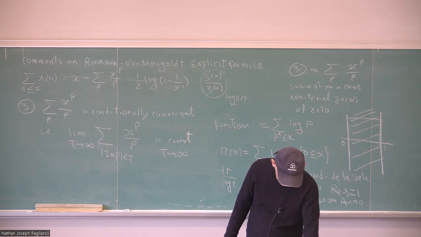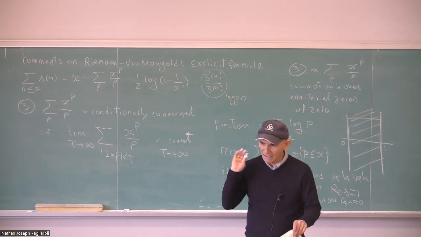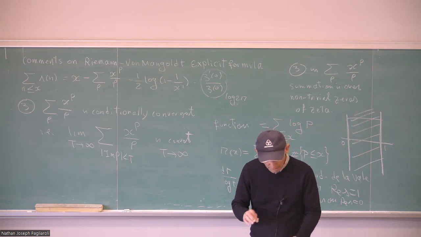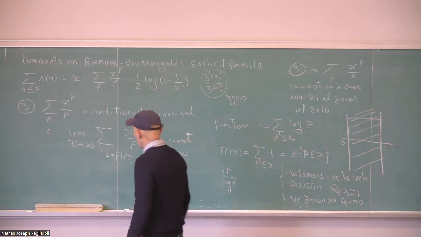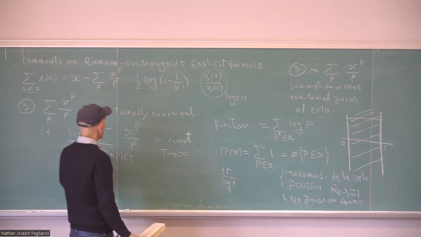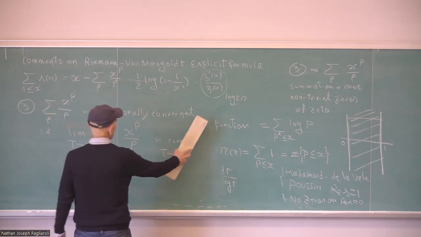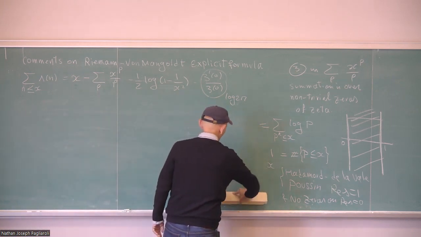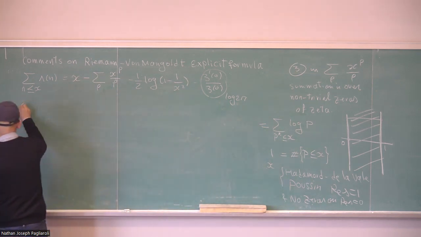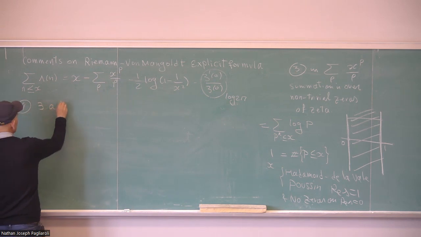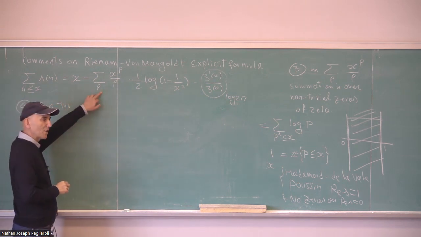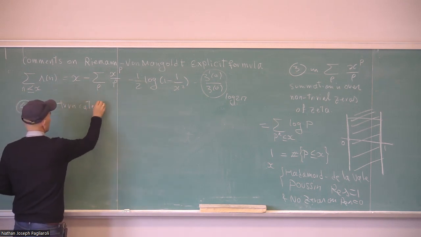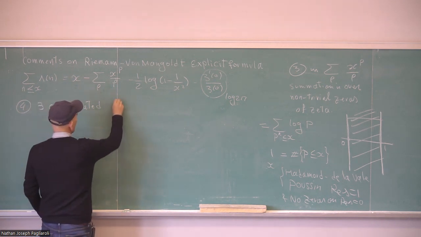Now, there is a variant of this thing, which is called the truncated explicit formula, which in a way is more useful than the explicit formula that I wrote over there. So let me write it here. This is 0.4. There exists a truncated Riemann-von Mangoldt formula. So instead of taking an infinite sum, we just take finite sums.